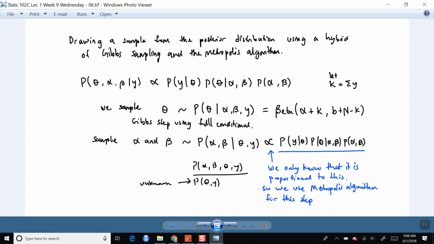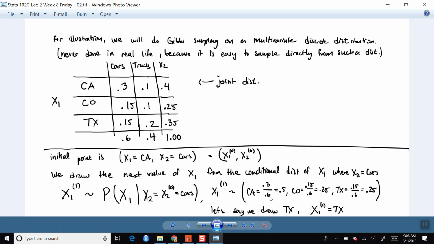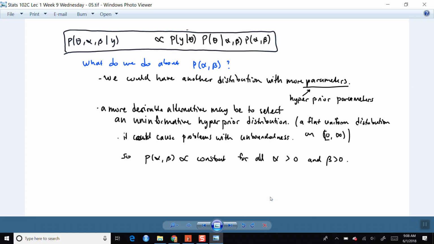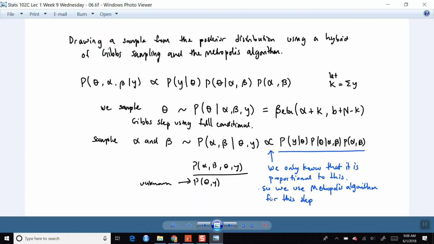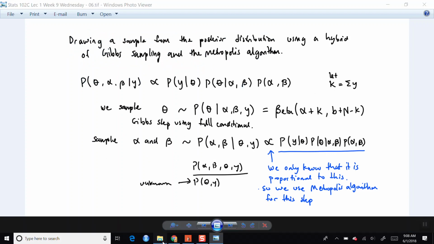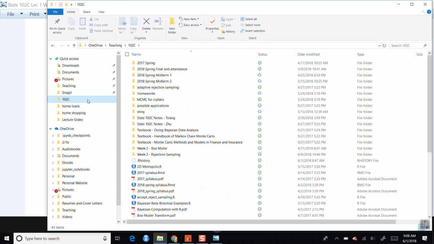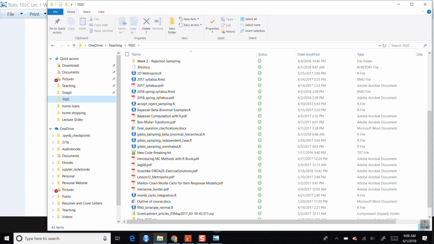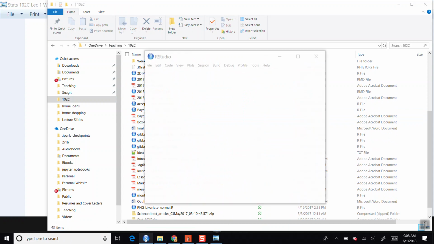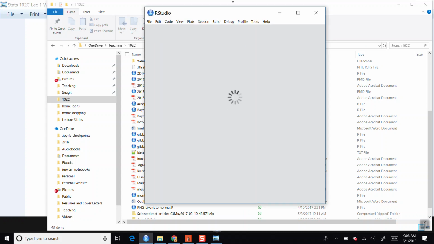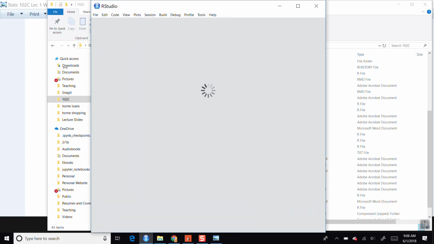Okay, and then I said, if we want to code this up, it would look something like this, and so I coded it up, and let's take a look. Where did I put it? Here. Let me start up RStudio, and I'll explain.